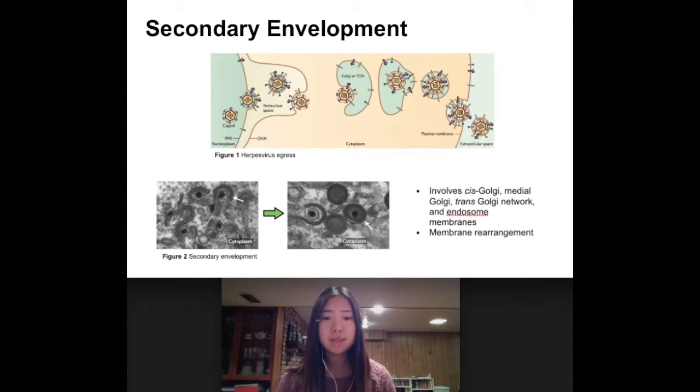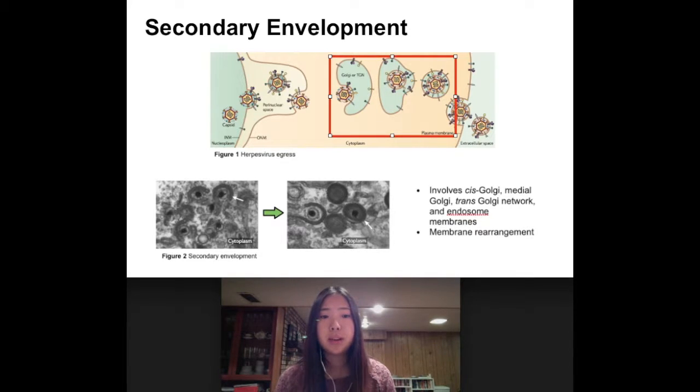So going back to figure 1, if we look here at the herpes virus egress, right here in this section is where secondary envelopment is occurring. We see the viral capsid budding into the Golgi and then exiting with its new membrane.